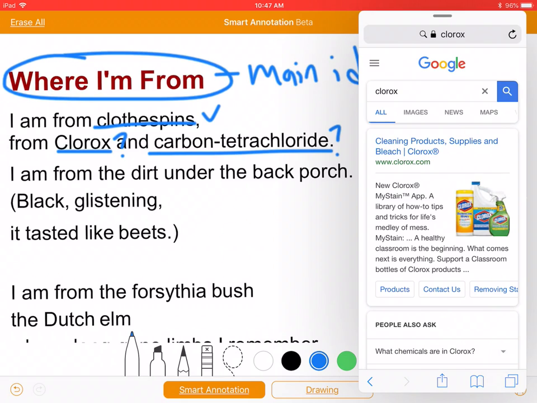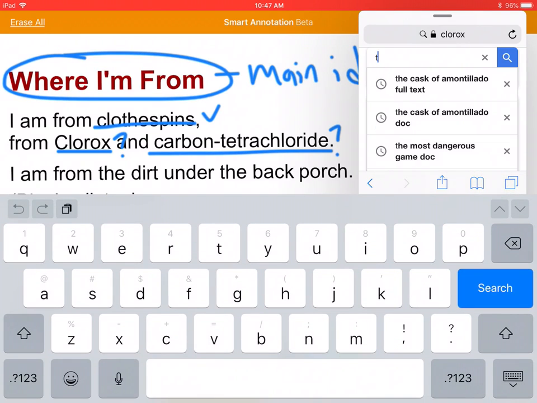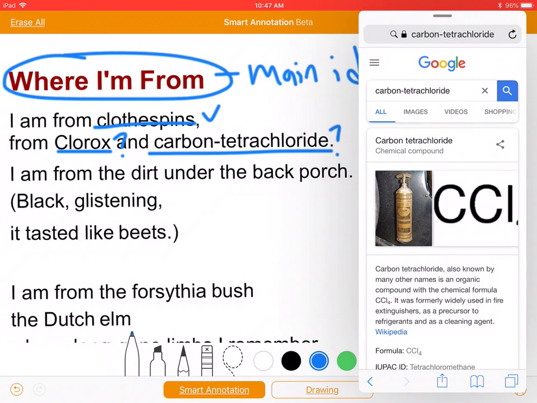And right away, you can see that Clorox, the first thing, is a cleaning product. If you read the very first item that comes up, we know that Clorox is for cleaning. Okay, so that helps me a little bit. So now I go to the next one, and I Google, carbon. Oh, and there it is right away, carbon tetrachloride.